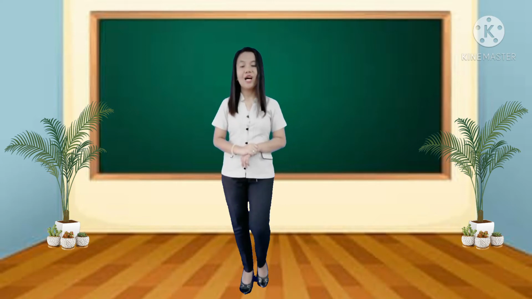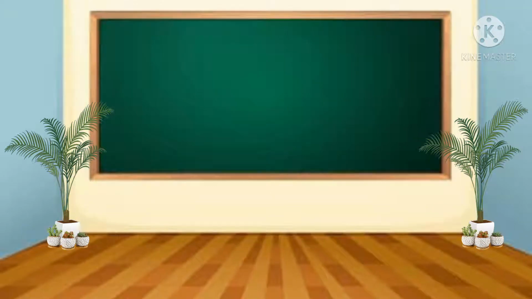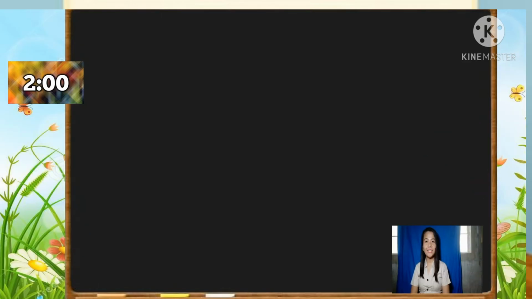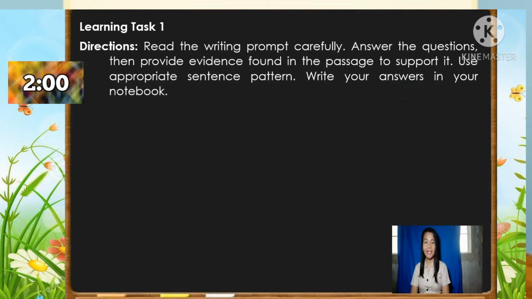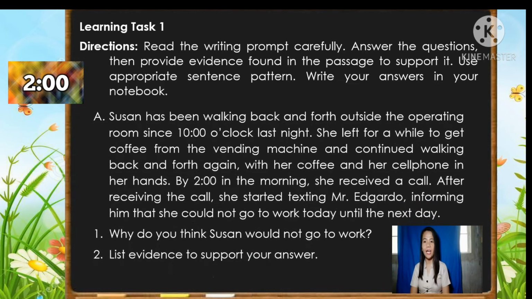Okay, now let's move on to learning task number one. Let us now proceed in answering learning task number one. Here are the directions. Read the writing prompt carefully. Answer the questions, then provide evidence found in the passage to support it. Use appropriate sentence pattern and write your answers in your notebook. I will be giving you 5 minutes to do this activity.